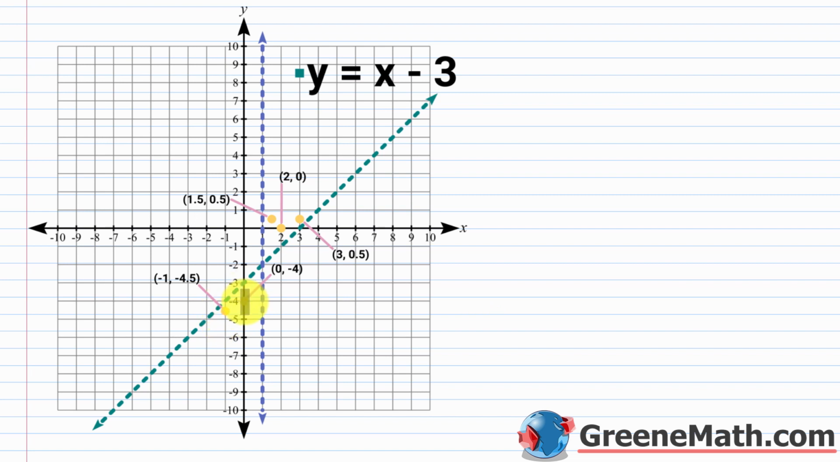Okay, so just coming down and putting everything together on the graph, this is your negative 1, negative 4.5. This is your 0, negative 4. This is your 1.5, 0.5. This is your 2, 0. This is your 3, 0.5. This is your vertical asymptote, which is x equals 1. And then this is the slant one, which is y equals x minus 3.